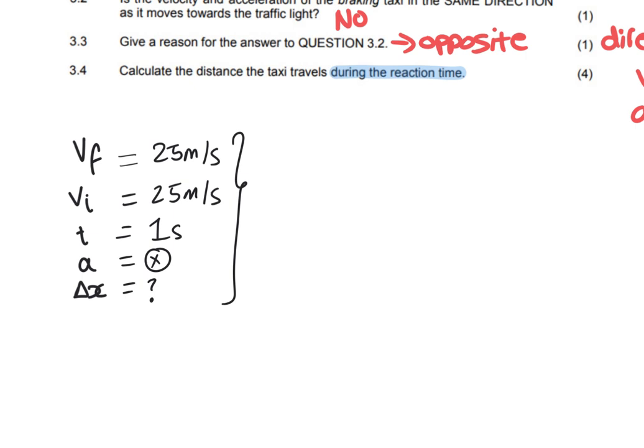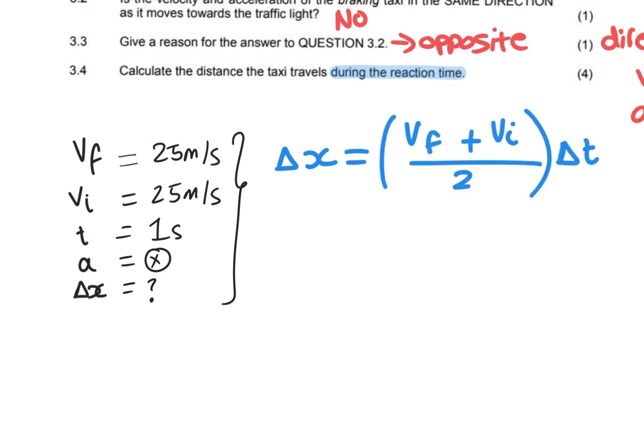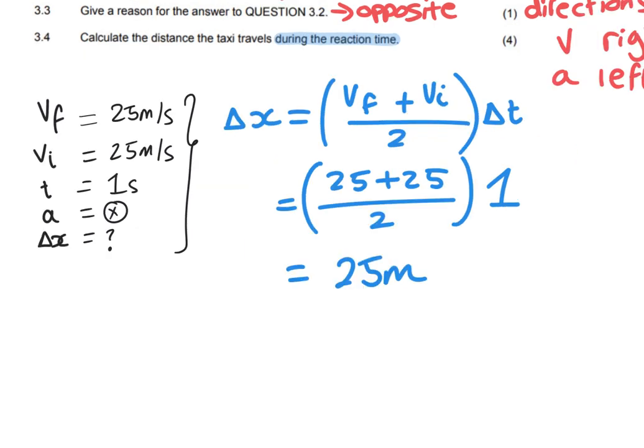Now we're going to look for an equation without acceleration. And that equation is this one. And let's substitute. And that gives us an answer of 25.